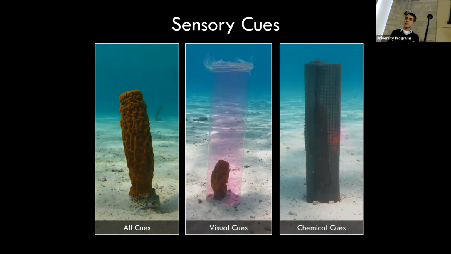So by placing a clear cover, this is a clear plastic tube, over the sponge, I was able to provide visual cues while blocking chemical cues. And this pink dye I injected in here shows you that the tube was retaining the dye, so those chemical cues from the sponge weren't being emitted. In contrast, these mesh covers standardized the visual cues, but they let those chemical cues come through. So you can see that the dye is moving through the sponge.